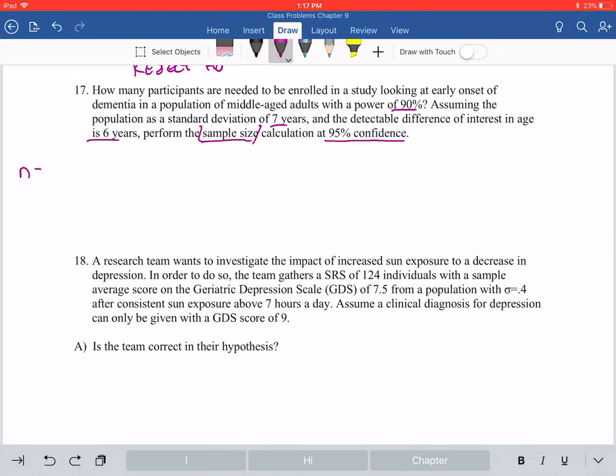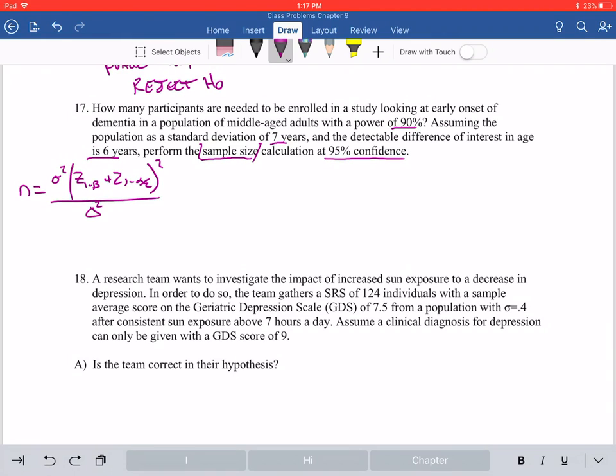Our formula for sample size is N. It's going to equal our variance, or standard deviation squared, times the Z of 1 minus beta plus Z of 1 minus alpha over 2, squared over the detectable difference squared. I think the hardest part of this equation is understanding your z underscores here, which are your z percentiles.